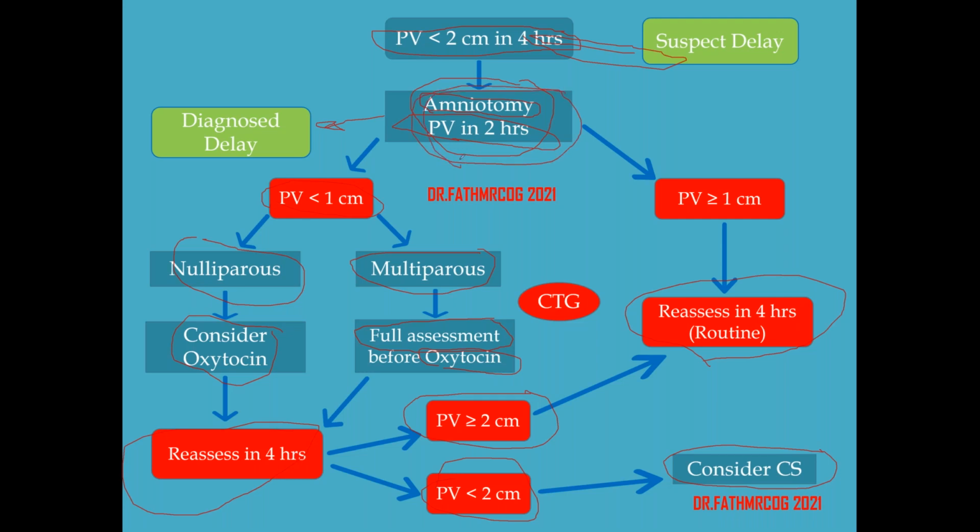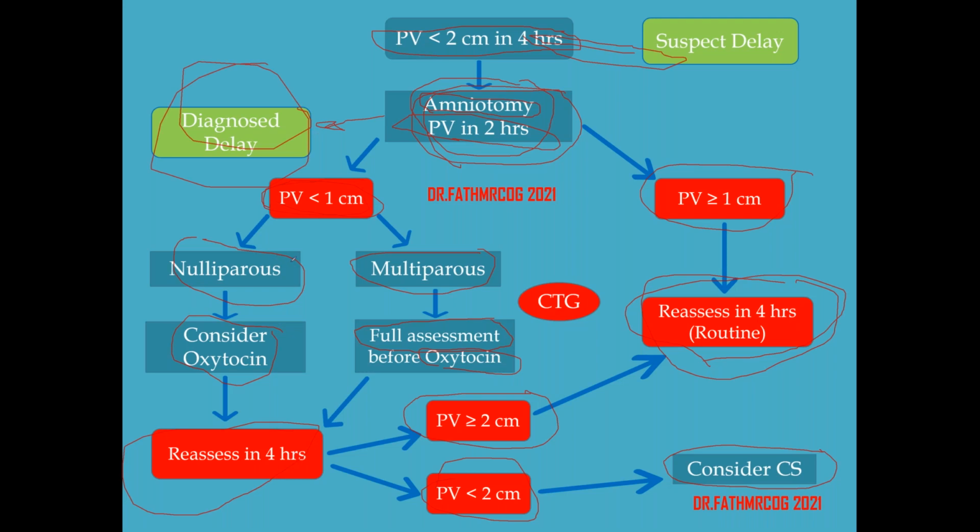Is it clear? In the previous slide, we mentioned that we will confirm delay by PV in 2 hours, less than 1 centimeter, and then amniotomy. Here, if about 1 centimeter and above, that is normal, and we will reassess after 4 hours. But after suspected delay, if you find the PV less than 1 centimeter, this is the diagnosis of delay.